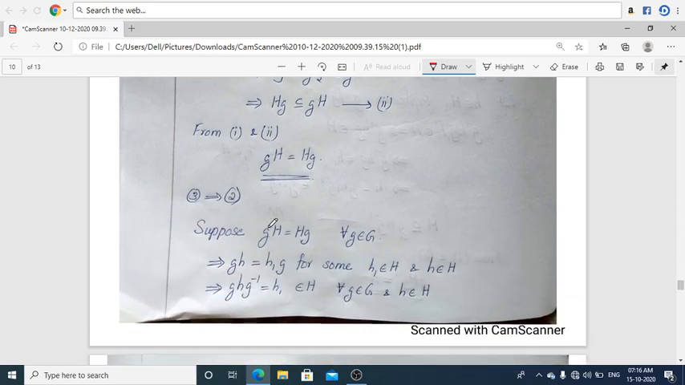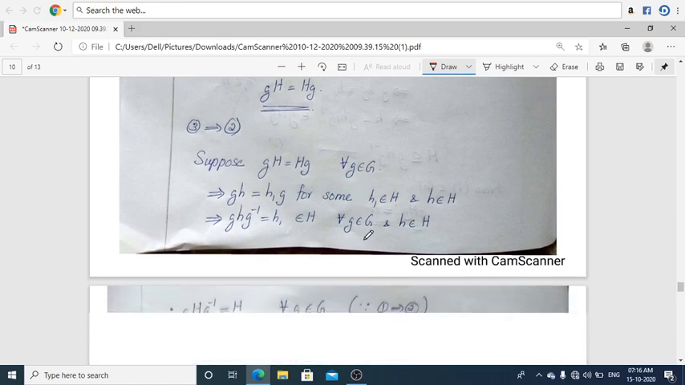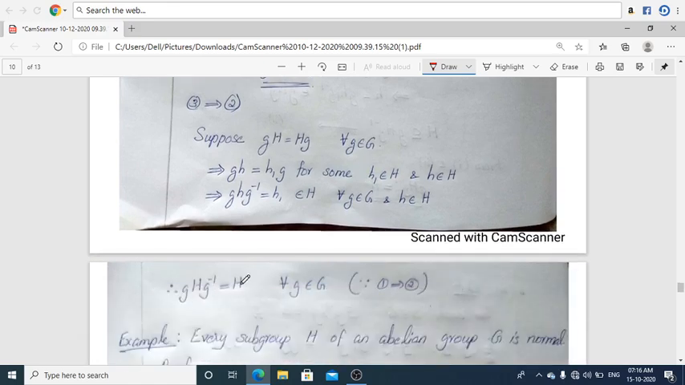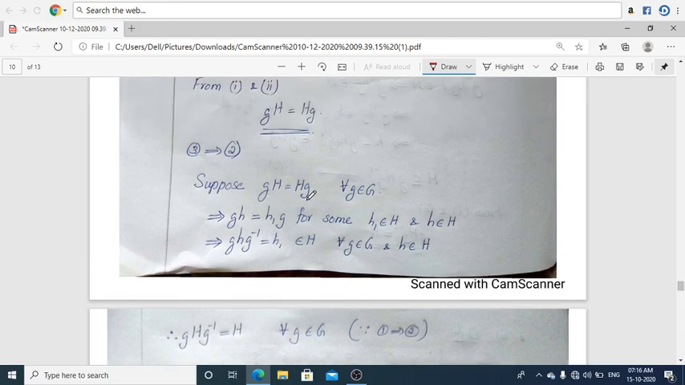Now 3 implies 2. 3 is gH is equal to Hg for all g element of G. We want to prove that gHg inverse equal to H for all g element of G. So gH is equal to Hg for all g element of G. Then take g, small h, one element from here. An element of gH will be an element of Hg, so that is some h1g. An element of Hg we cannot denote simply as hg, since no commutative property is given. So taking an element of gH, it will be some h1g for some h1 element of H and h element of H.